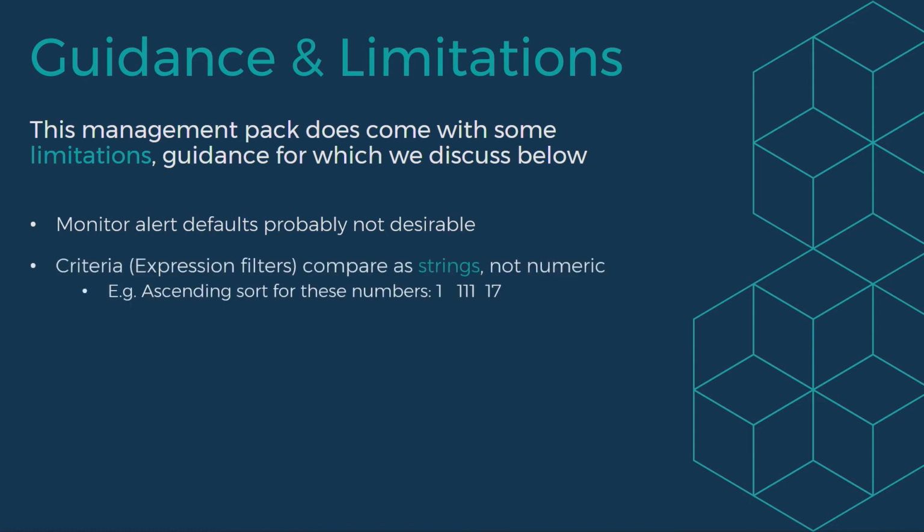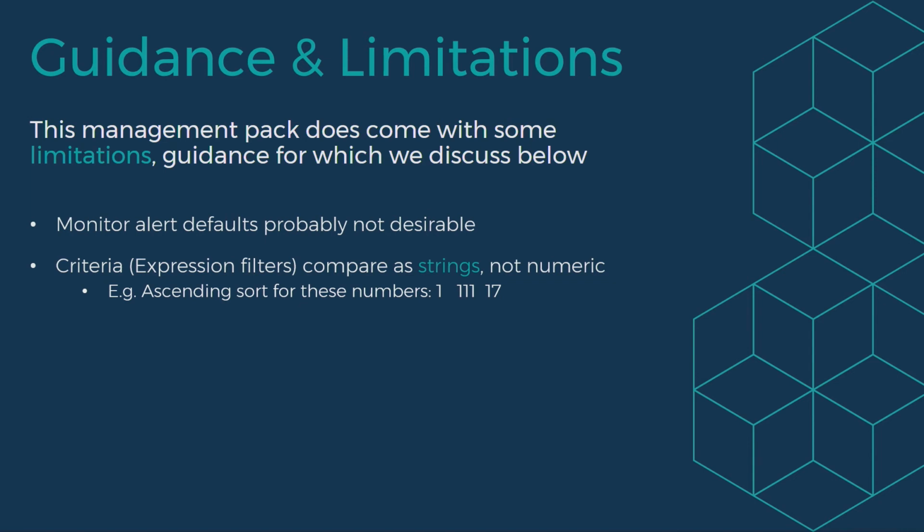The second thing is that all criteria, the expression filter boxes where I was saying $Data/Property state must be above or below threshold, those comparisons are all done as strings. This is an age-old problem from SCOM 2007, and many people have blogged about it already. They're string, not numeric comparisons. So if your script returns a number, say the number of files there, that will be sorted or compared based on being a string.